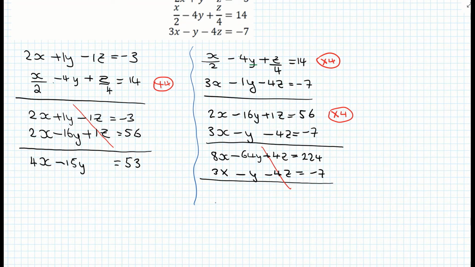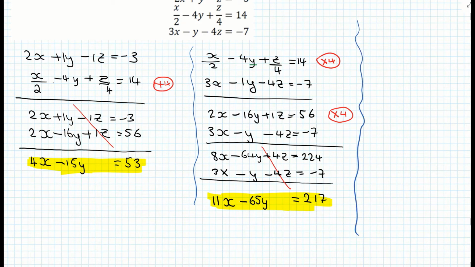8x and 3x is giving me 11x. Minus 64y and minus y is giving me minus 65y, equal to 224 minus 7, which is giving me 217. So we're into quite large numbers here. Now I've got two equations with two variables. I have the one I solved on the left, and I now have this one here on the right. I now solve those as I normally would with simultaneous equations with two variables. So I'm going to bring both of those two equations up and solve them.